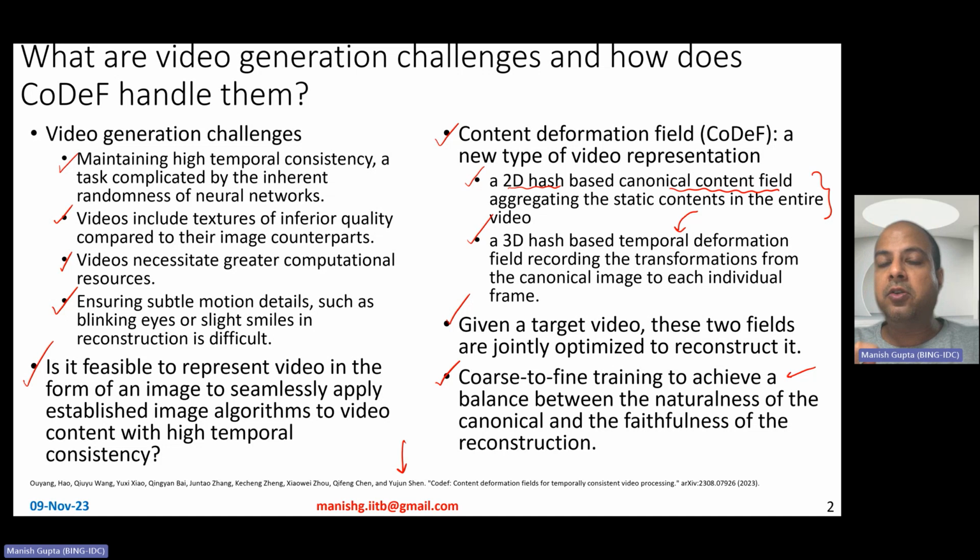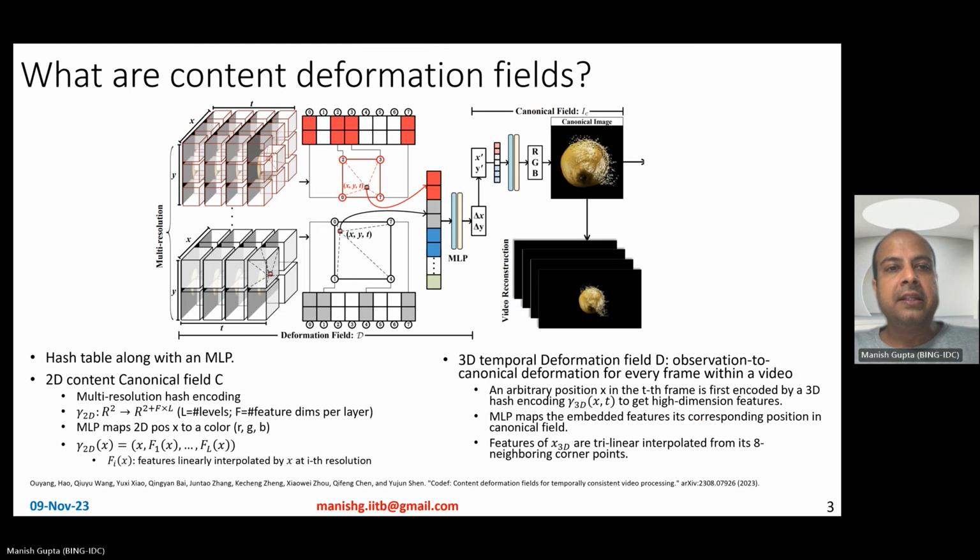And second, you must be able to capture those deformations that are required in your 3D hash-based temporal deformation fields appropriately. So therefore, what you need is this: your 2D canonical image should be as natural as possible, and your 3D temporal deformations should be as faithful as possible so as to give you very good reconstruction. And they do that in a coarse to fine manner, where you first try to generate very coarse image frames in the video, and then you try to get the fine-grained details. Okay. So let's get a little bit into detail about how this works.